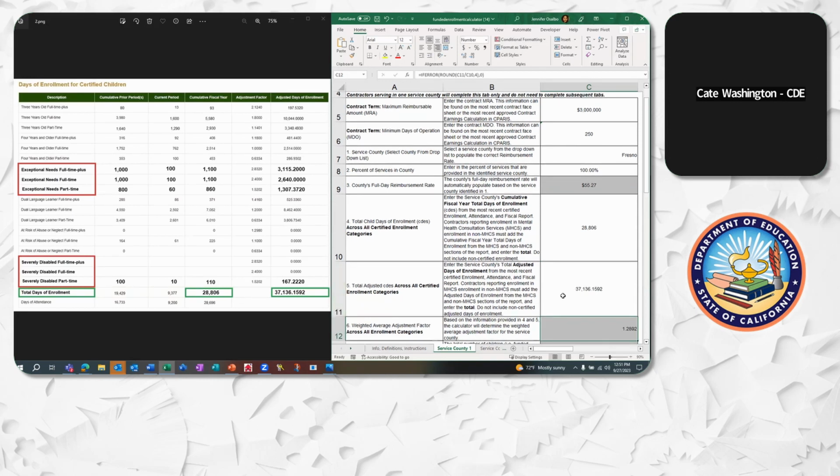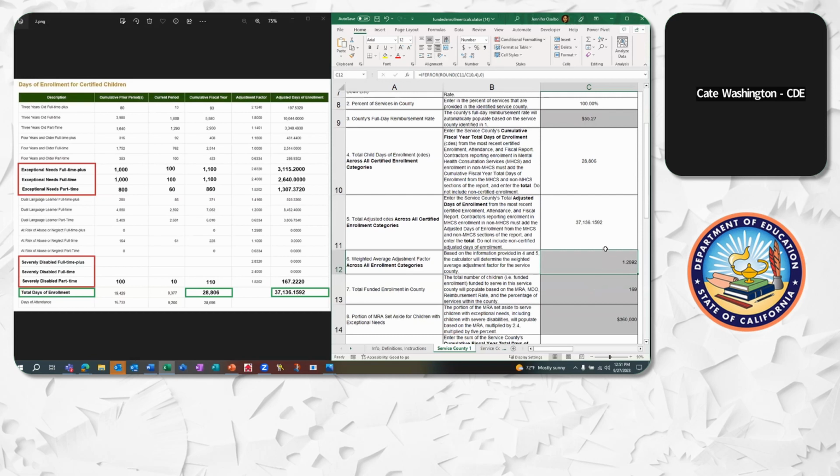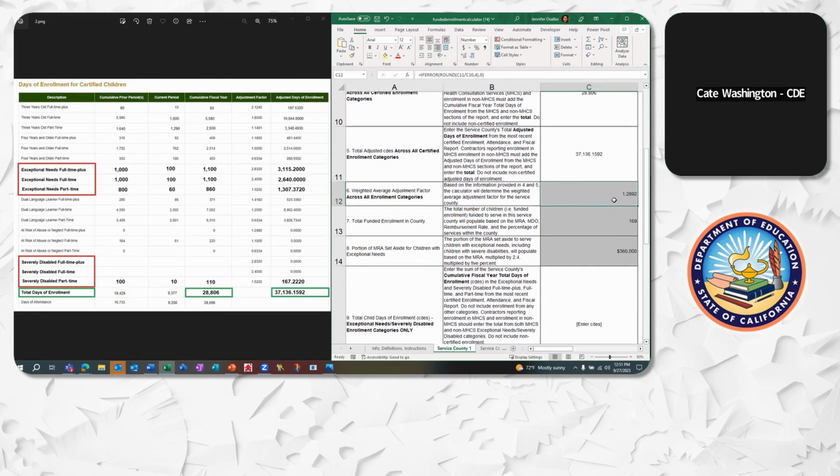Now you will see two fields below have populated based on the data just entered. First, the C12 field, which is using the information entered above, the child days of enrollment and adjusted child days of enrollment, to calculate a weighted average adjustment factor that will be used to determine funded enrollment. Next, in cell C13, you will see the calculation of the total number of children or funded enrollment in this service county. That is calculated based on the information you entered: the MRA, MDO, reimbursement rate, and percentage of services within the county. And in our example, that is 169 children.